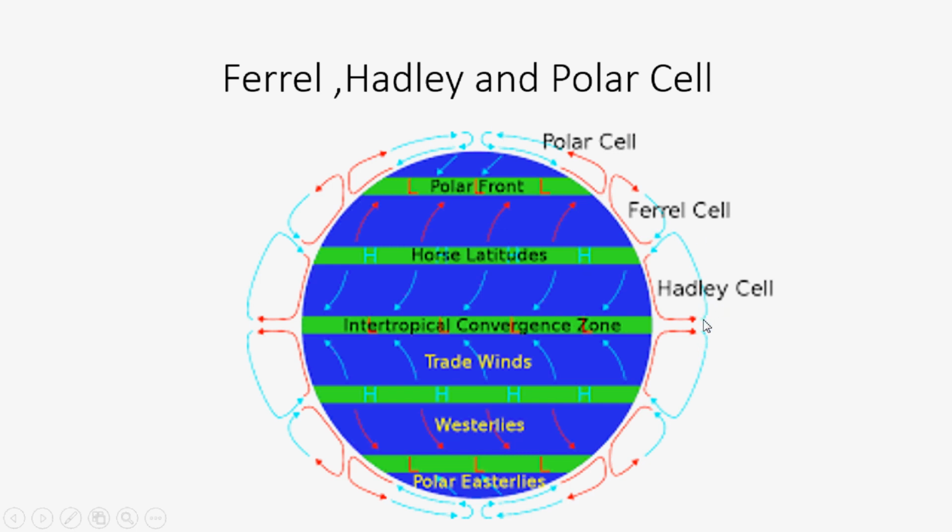Now what happens when it moves towards the polar side is that it starts descending. Once it descends towards this 30-degree north latitude, after it reaches this particular 30 degrees north, this is basically the high pressure area. Now, as we know, due to intense heat, the low pressure area gets formed over here.